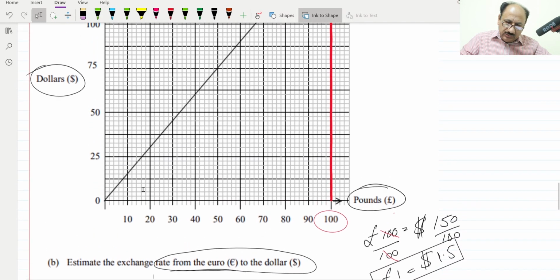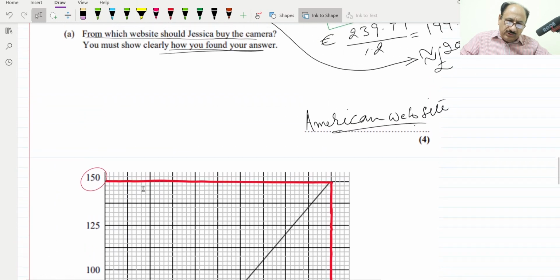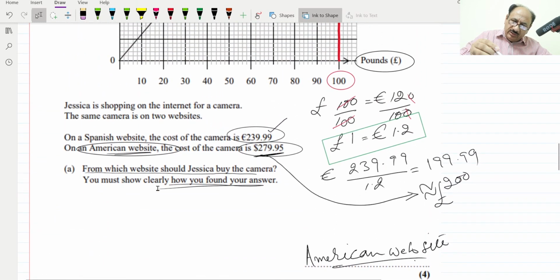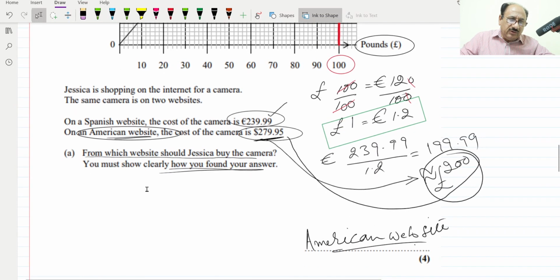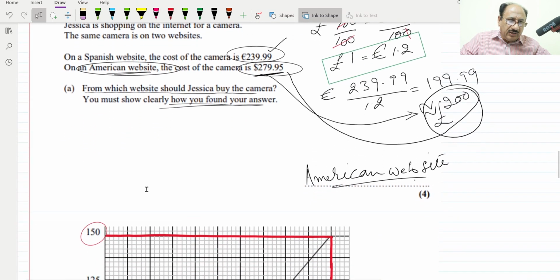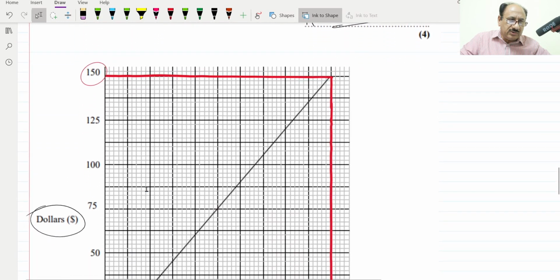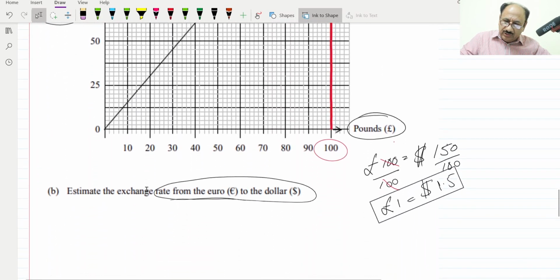279 basically. We got over here $270 is equal to 200 euros. So this conversion we will be utilizing 279.95. Basically we have to convert and check the conversion ratio.